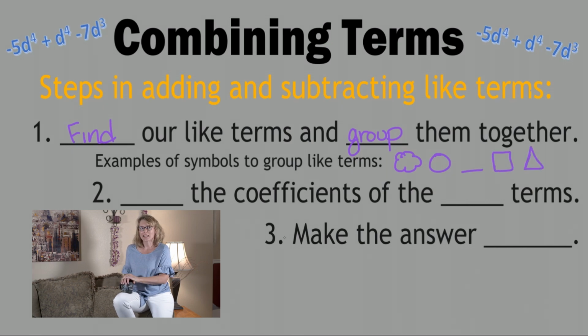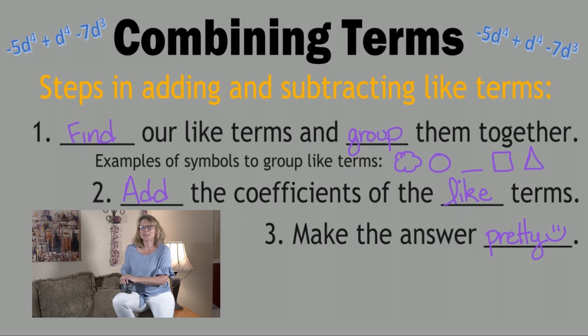So now our second step is to add the coefficients of the like terms. Remember, the coefficients are the numbers in front of the little letters. We just add them up. Let the letters go along for the ride. They don't change. The next step is really the least important. Make that answer pretty by writing the term with the highest exponent first. Then go down from there and list in ABC order after that. That is all you need to know to add and subtract like terms.